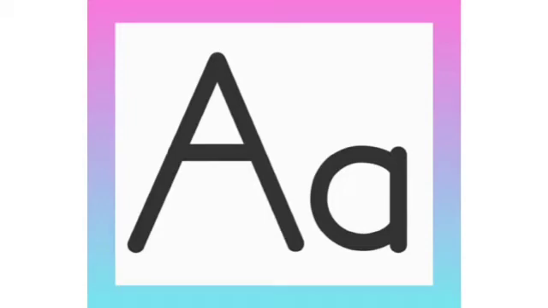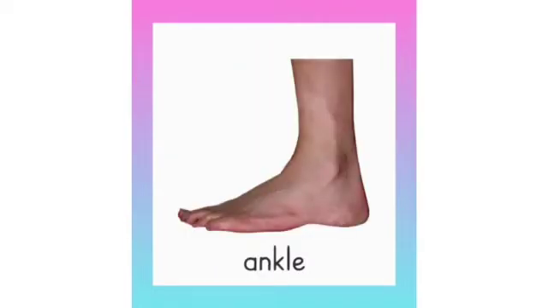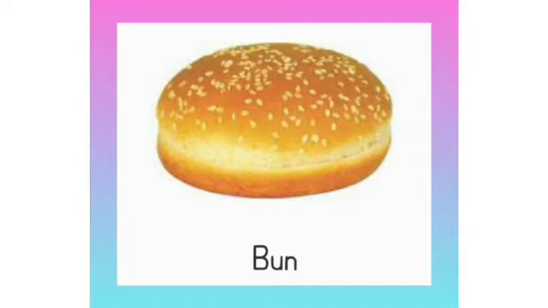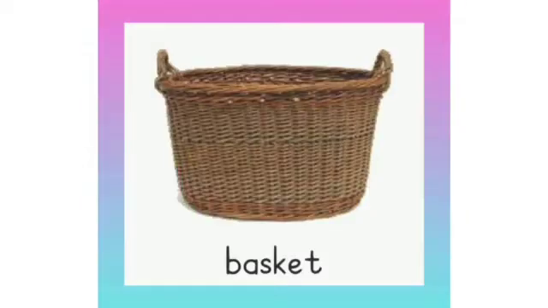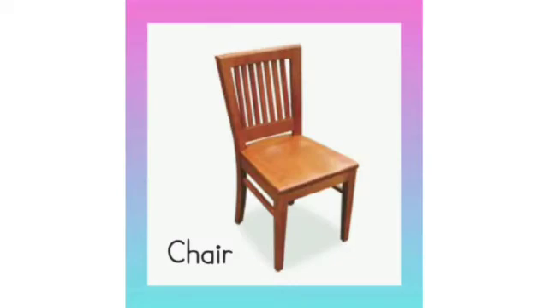Alphabet A. A says A. A for apple. A for ankle. Alphabet B. B says B. B for bun. B for basket. Alphabet C. C says K. C for chair. C for can.